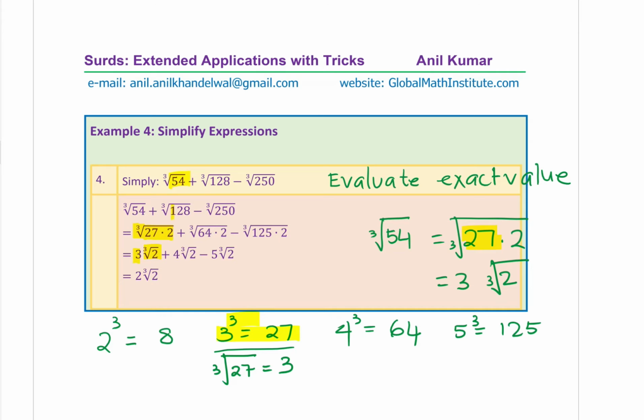Now similarly, what is 128? 128 is 64 times 2, and cube root of 64 is 4, and therefore we wrote 4 outside and cube root 2. Similarly, 250 has been split into 125 times 2, where cube root of 125 is 5 times cube root of 2. Now they are all similar terms, and we can write them as 3 plus 4, which is 7, minus 5, which is 2. So we get 2 cube root of 2 as our answer. So I hope the steps are absolutely clear.